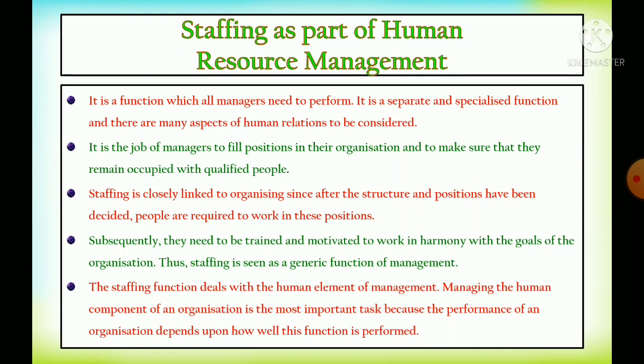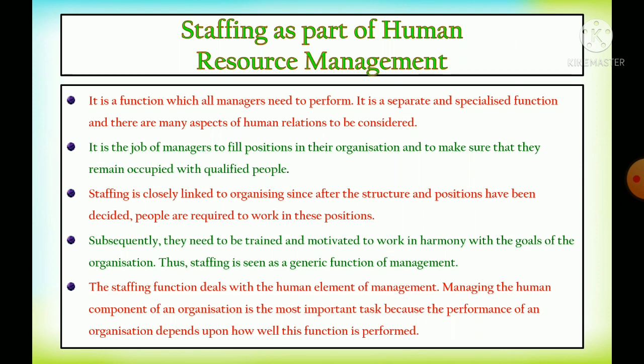So staffing is the function which is dealt with by all the managers in the organization, and it is compulsory to perform, and also it is a separate and specialized function because it deals with the aspect of human relationships in the organization.